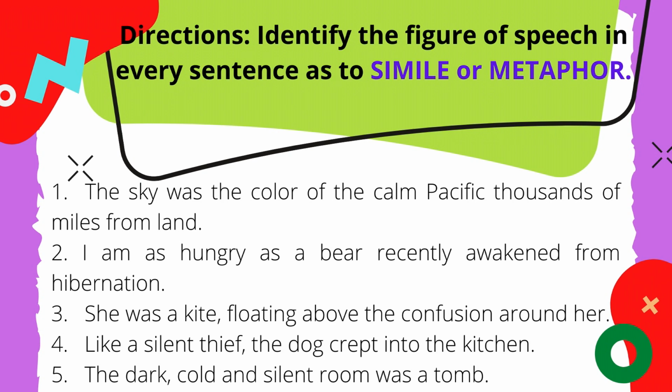Number 3. She was a kite floating above the confusion around her. Yes, that is metaphor. Number 4. Like a silent thief, the dog crept into the kitchen. You're right again. That is simile. Number 5. The dark, cold, and silent room was a tomb. Right, that is metaphor.